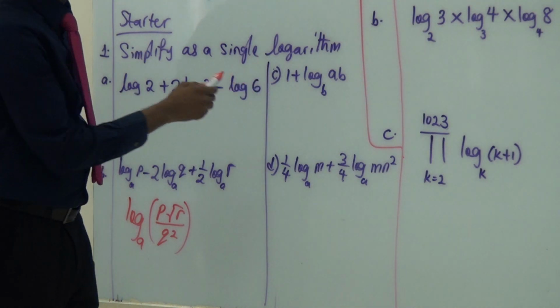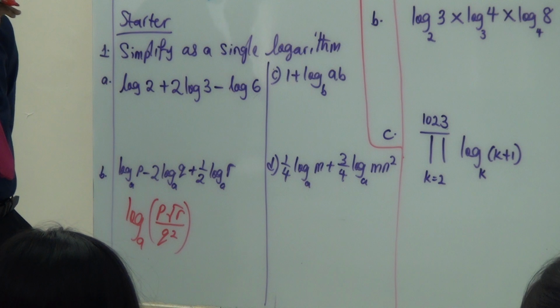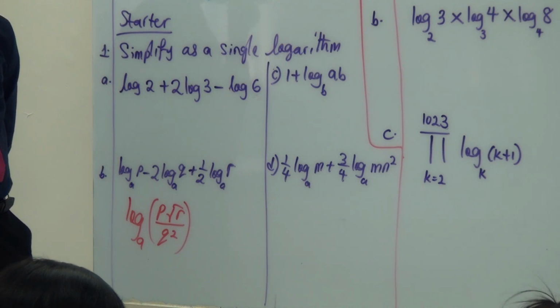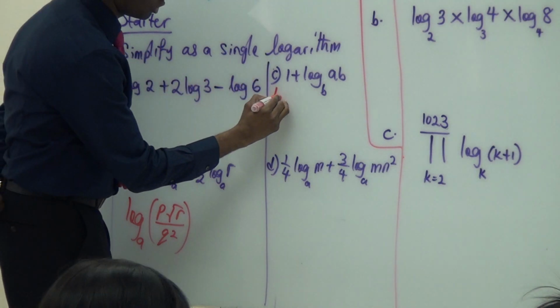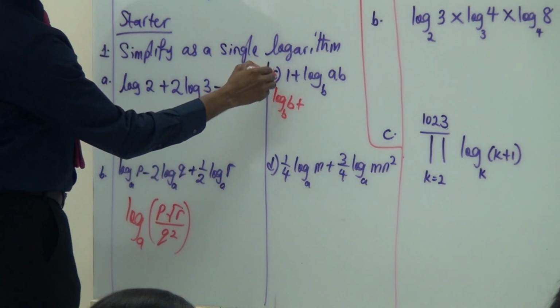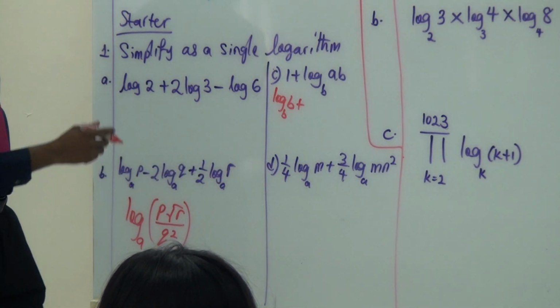Okay, what about this? Log base B, B squared. AB squared, because this can be changed to BB, right? Yeah. Because then you can have the same base. Alright, what about this one?